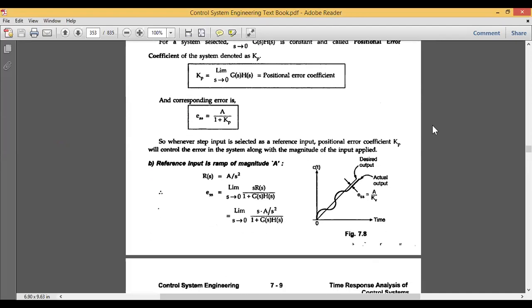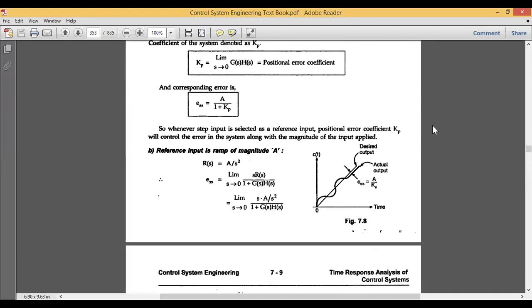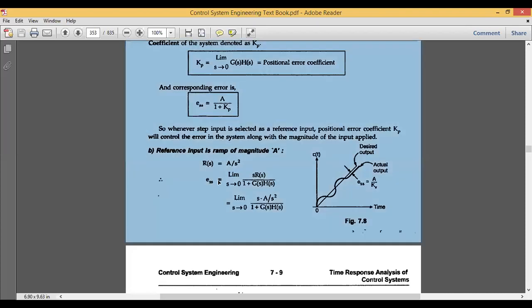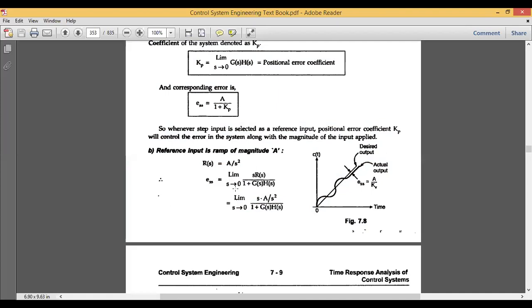For the other signals, another test input signal which I can apply is a ramp signal. We know the input to the ramp is given by A divided by s square. To find the steady state error for this ramp signal, take the standard formula for the steady state error represented by ESS. ESS is equal to limit s tends to 0, s into R of s divided by 1 plus G of s into H of s. Fine.